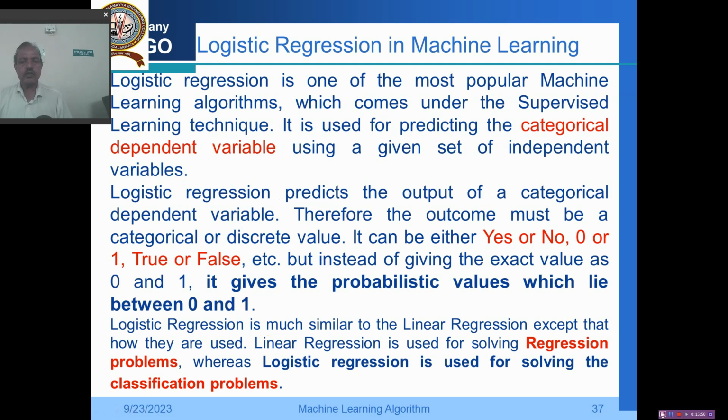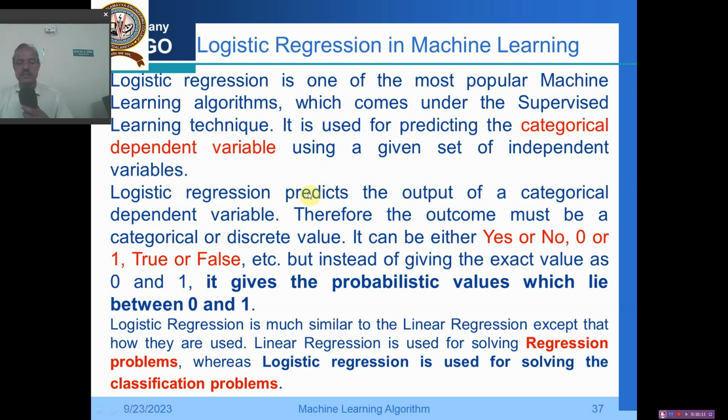Then we go for logistic regression in machine learning. Logistic regression is one of the most popular machine learning algorithms, which comes under the supervised learning techniques. It is based on predicting a categorical dependent variable. The dependent variable should be categorical, that means yes, no, good, bad, using a given set of independent variables.